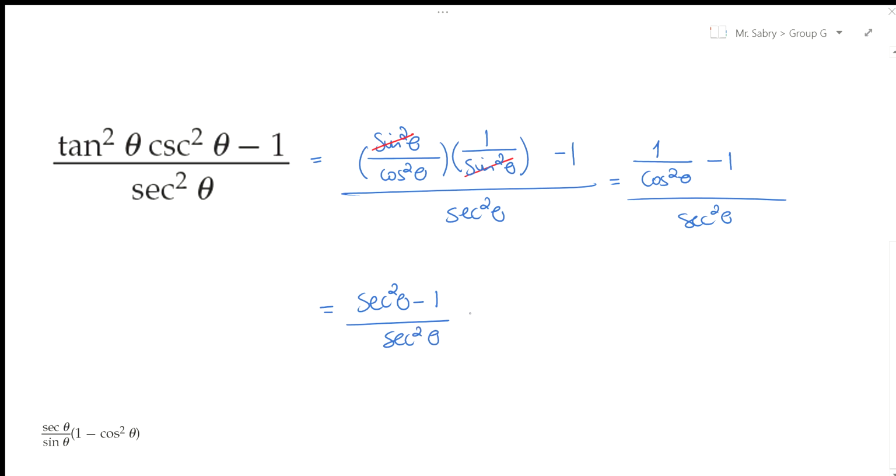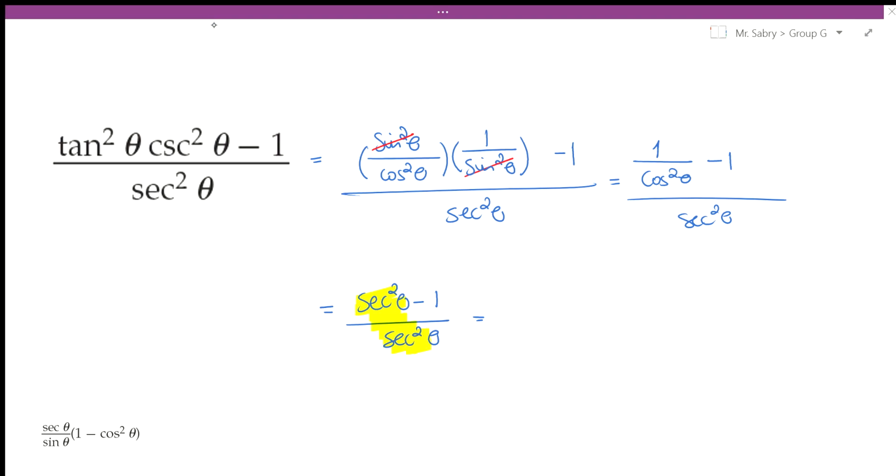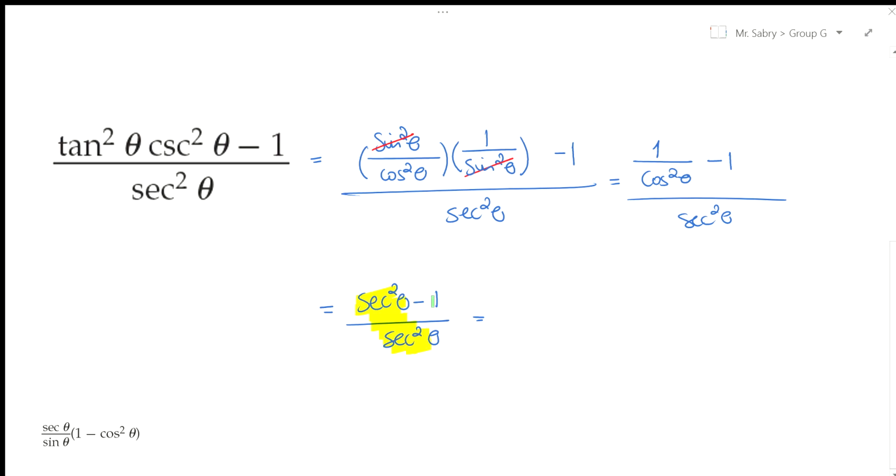Out of this step, we can split this into 2. What do I mean by this? We'll do secant squared divided by secant squared, and then minus 1 divided by secant squared. We'll take every part separately. So I'll split them: secant squared theta over secant squared, minus 1 over secant squared theta.